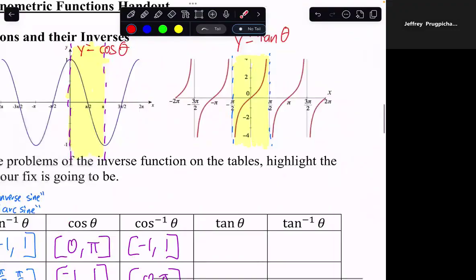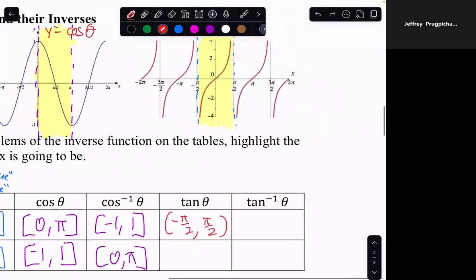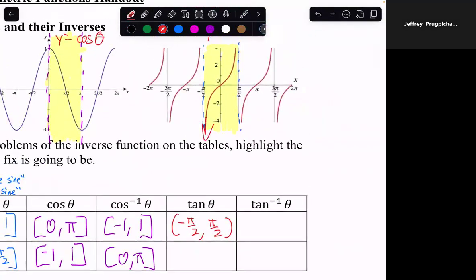So that means instead of using brackets for tangent, we use parentheses. Let's use a different color. Just like sine, it's between negative pi over 2 and positive pi over 2. But sine can use those actual points. Tangent cannot because they're vertical asymptotes. Now what about the range? Well, this goes downward forever, this goes upward forever. So the range is negative infinity to infinity.